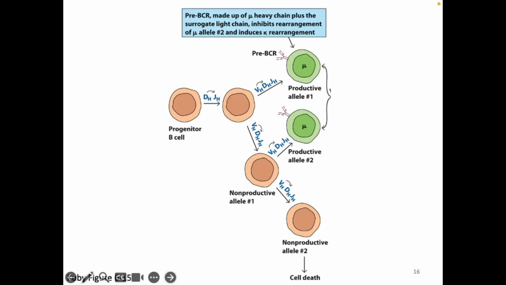And you can see another version of that here. First, we do all the D to J's of the heavy chain. We know it's heavy chain because there's an H. Then the first chromosome finishes V to DJ. Maybe it made a good pre-B cell receptor. Maybe it failed, so the second chromosome tried. Maybe it worked. Yay. Maybe it failed. If it failed, then the cell dies because it can't get a signal.